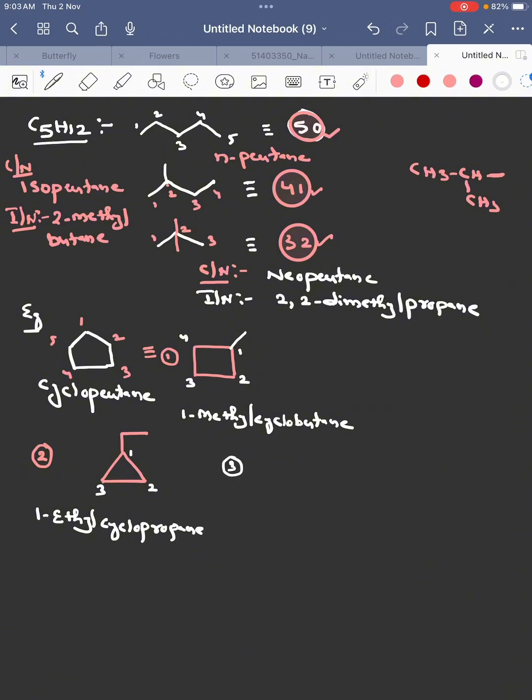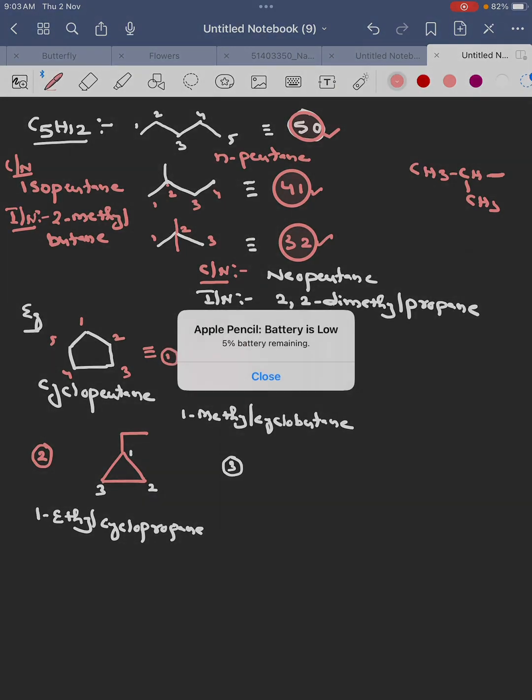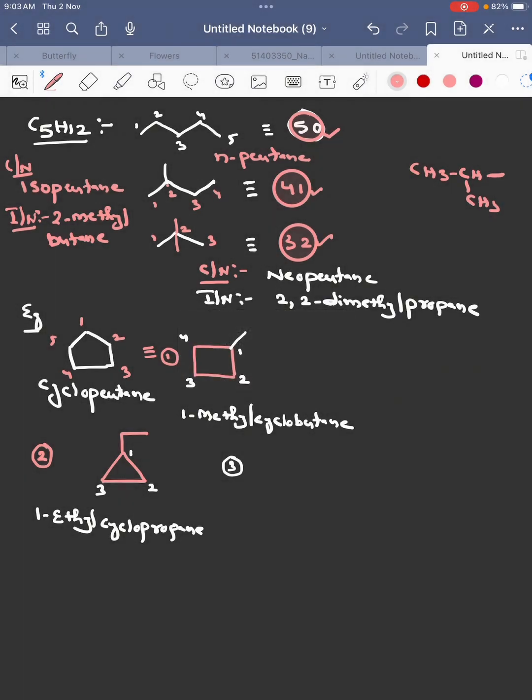What is the third one, student? Is there any other possible isomer? Yes, one more possibility is there. I will keep 3 carbons in the parent chain, 2 carbons as side chains. So numbering allotted 1, 2, 3. This is called 1,1-dimethyl cyclopropane.